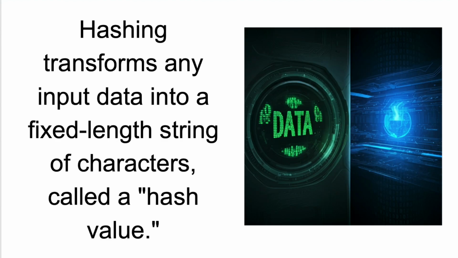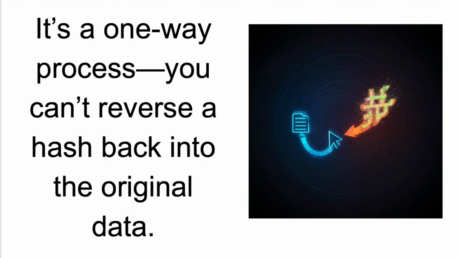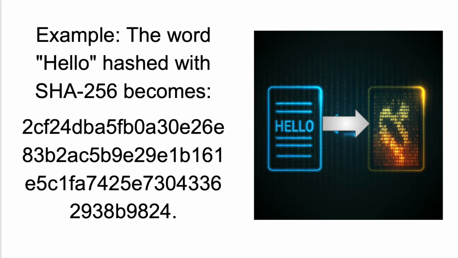Hashing. Hashing transforms any input data into a fixed length string of characters called a hash value. Think of it as a digital fingerprint, unique to each input. It's a one-way process. You can't reverse a hash back to the original data. Example: the word hello hashed with SHA256 becomes the output below.